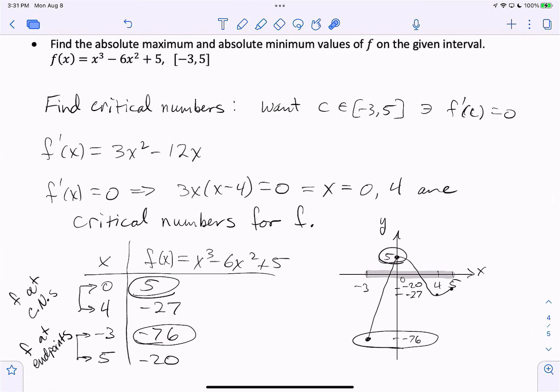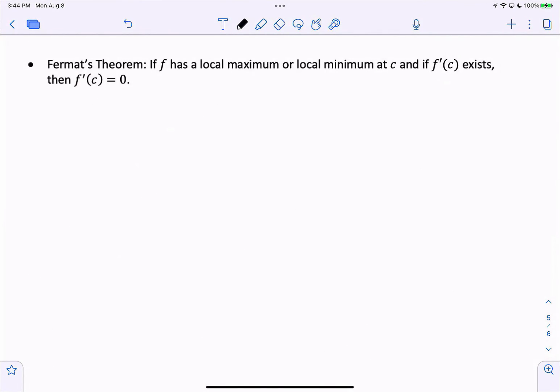And we're guaranteed an absolute maximum and an absolute minimum on a closed interval because this is a continuous function. That guarantee comes by the extreme value theorem. I tell you that, folks, because sometimes I'll put a problem like this on a test and someone will say, there's no absolute maximum. Yeah, there is. There's a whole theorem that says so. We're going to close out this series of videos with Fermat's theorem.